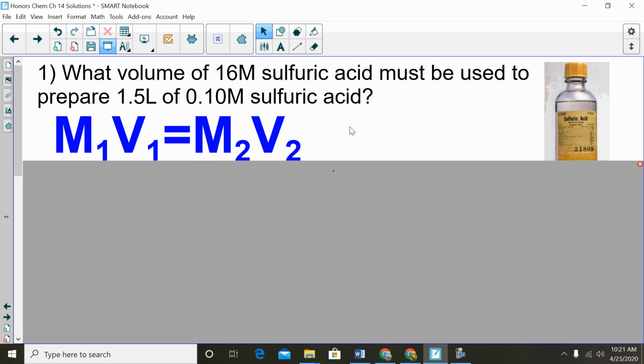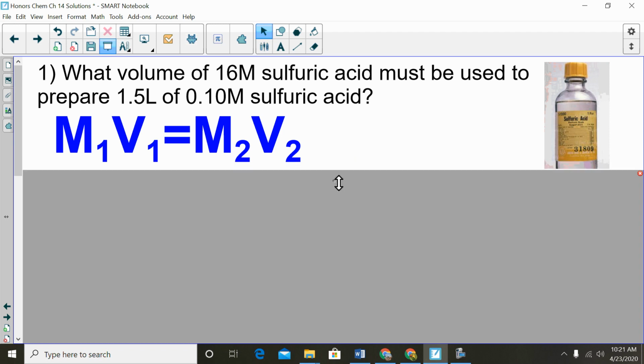Okay, so we know the equation is M1V1 equals M2V2. So what does this mean from the information provided to you? Well, that's 16 molar sulfuric acid. Usually when you see a high number like that, that's your stock solution. So that's my M1 over here. And what's being asked of you is how much of that 16 molar sulfuric acid do you need in order to get this dilution that you would need for some particular lab.